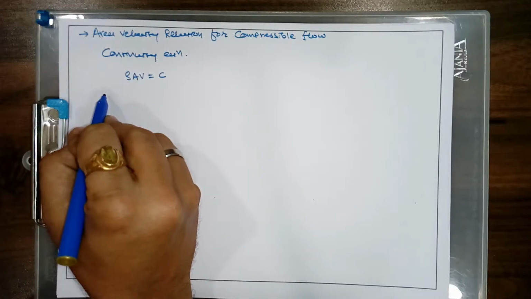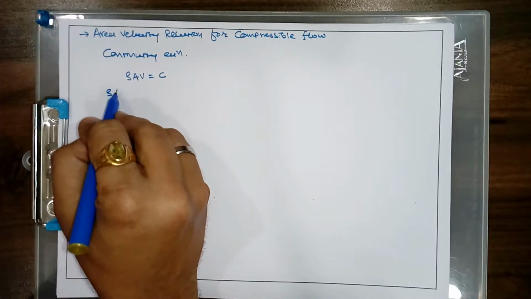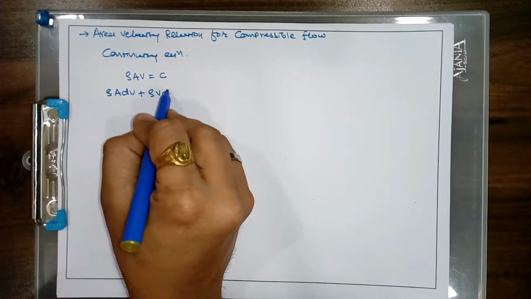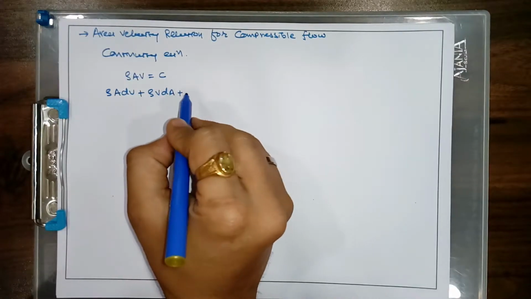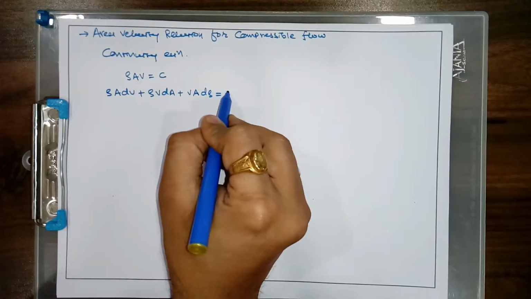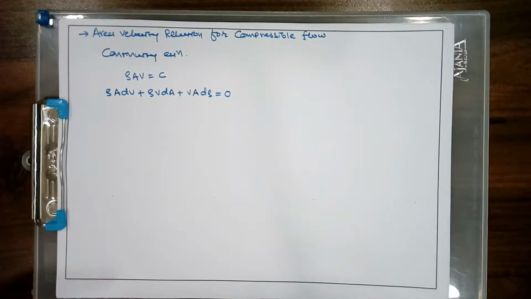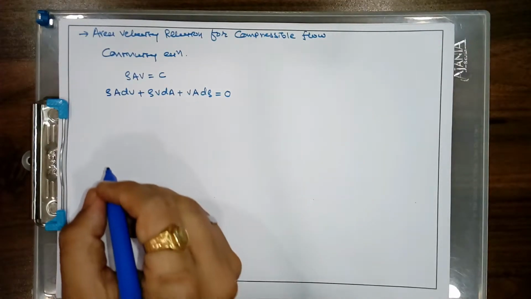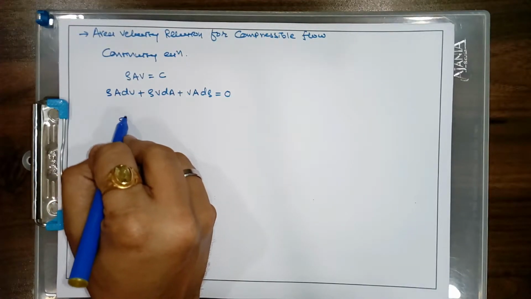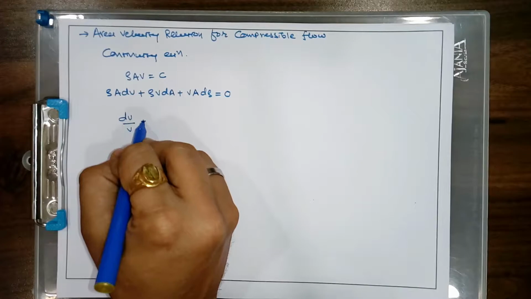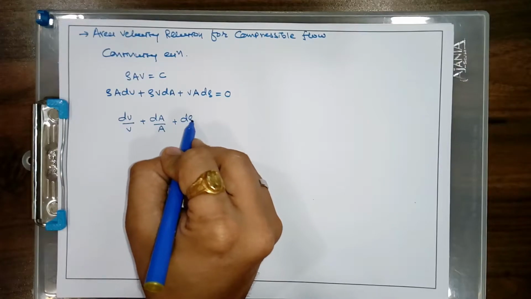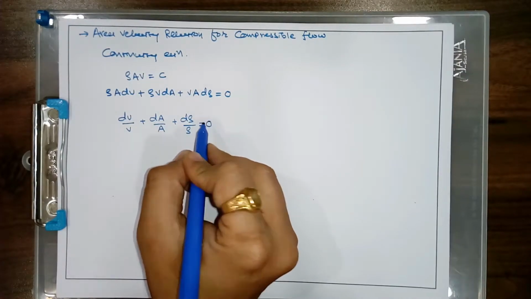So we get rho A dV plus rho V dA plus V A d rho, which equals 0. Here we take the total derivatives of this expression. Now we divide all the terms by rho A V. So finally we get dV by V plus dA by A plus d rho by rho equals 0.